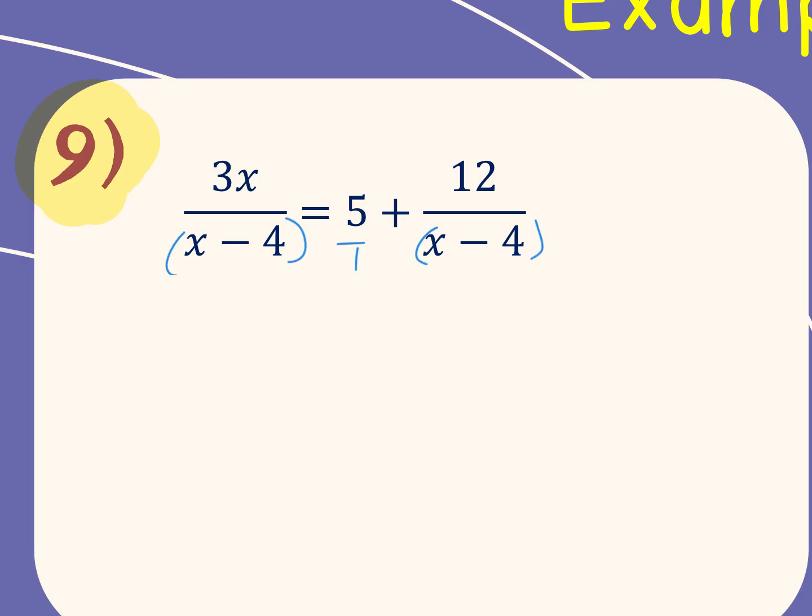I have 1 and x minus 4. So what's your common denominator going to be between 1 and x minus 4? Good, x minus 4. So look at your first fraction. It already has the x minus 4. Do I need to do anything with it? No. Look at your second fraction. What do I need to multiply the bottom by so it says x minus 4?